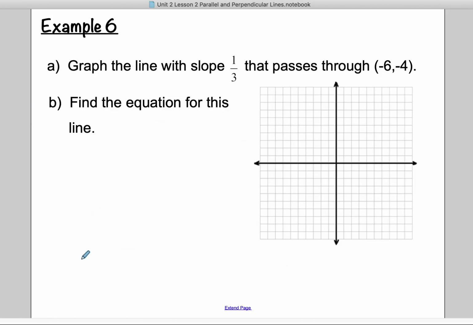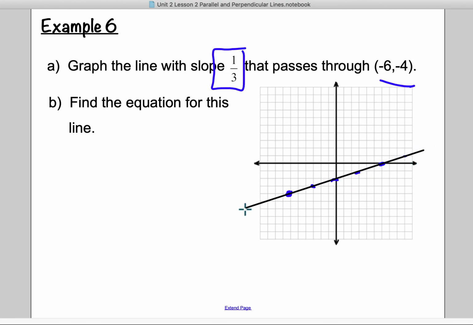Example 6. Graph the line with the slope of 1/3 that passes through (-6, -4). So what I would do is plot my point first, (-6, -4). And from this point, I would do my slope. Okay, so my slope is up 1, right 3. So there's the graph of my line.